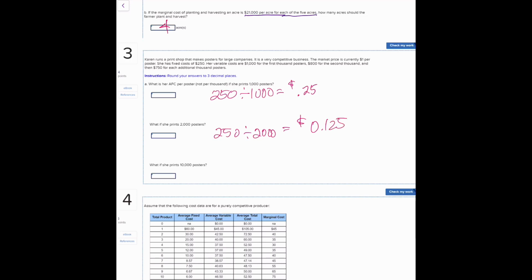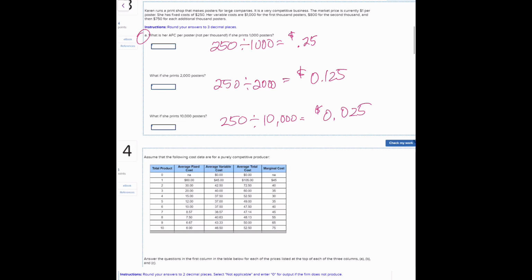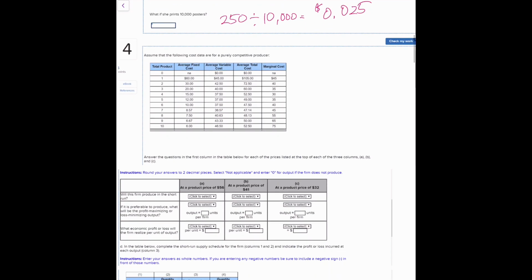And for 10,000 posters, all we're going to do is divide that by 10,000, and we're going to get 0.025, basically adding a 0 to our previous calculation here. So average fixed cost, you'll notice, is constantly approaching 0, but since we define it as an asymptote, it will never actually achieve 0, but will always head towards it.